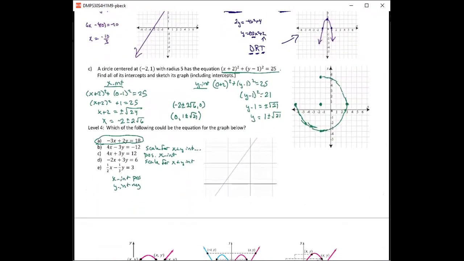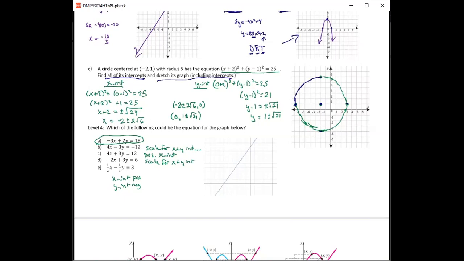For part C, I have a circle centered at negative 2, 1, and the radius of 5, and it has this equation. So the goal is, let's take the circle, find the intercepts, and sketch the graph. Well, I like to sketch the graph first, and I know that the circle having a radius of 5, that's how I came up with this center, and then each of these points. That doesn't help me find the intercepts, that just helps me generically sketch this graph. So let me go ahead and finish that sketch, by the way.